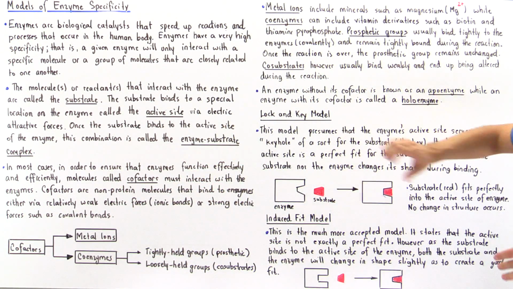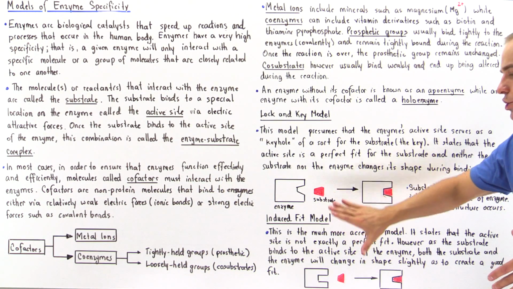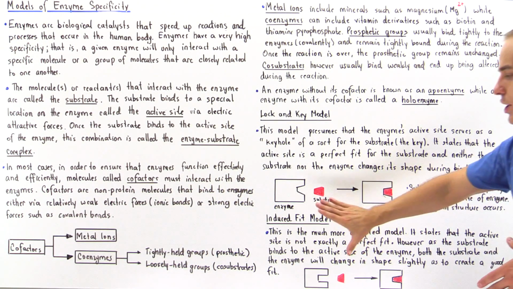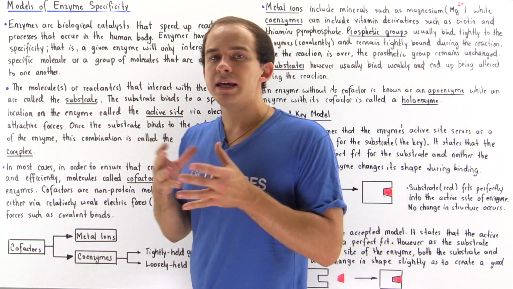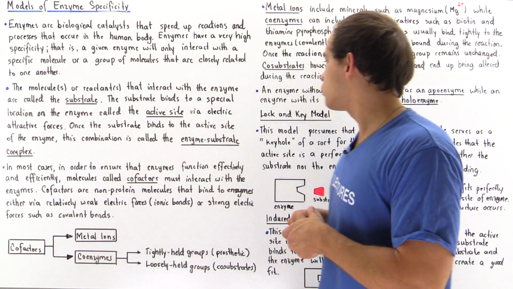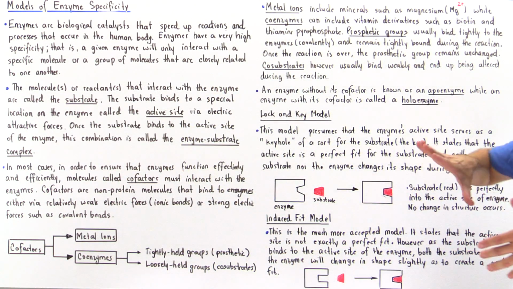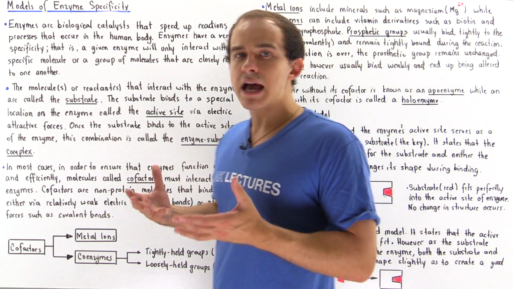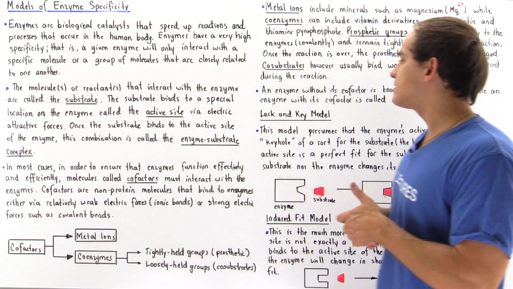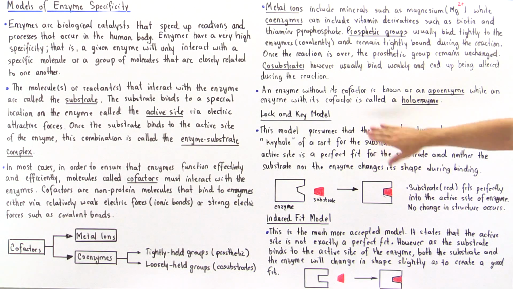We have the lock and key model as well as the induced fit model. Now, the induced fit model is the theory that is accepted nowadays, while the lock and key model is the older model that is no longer really accepted, and we'll see why that's the case in just a moment. So let's begin with the lock and key model.